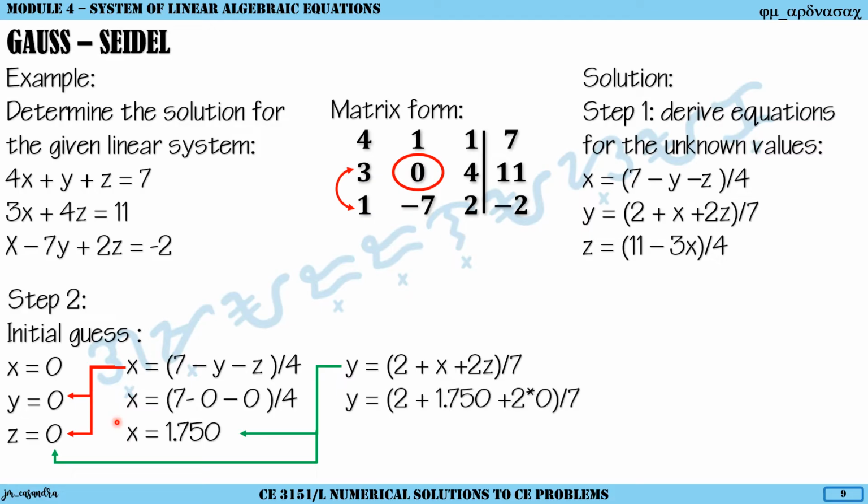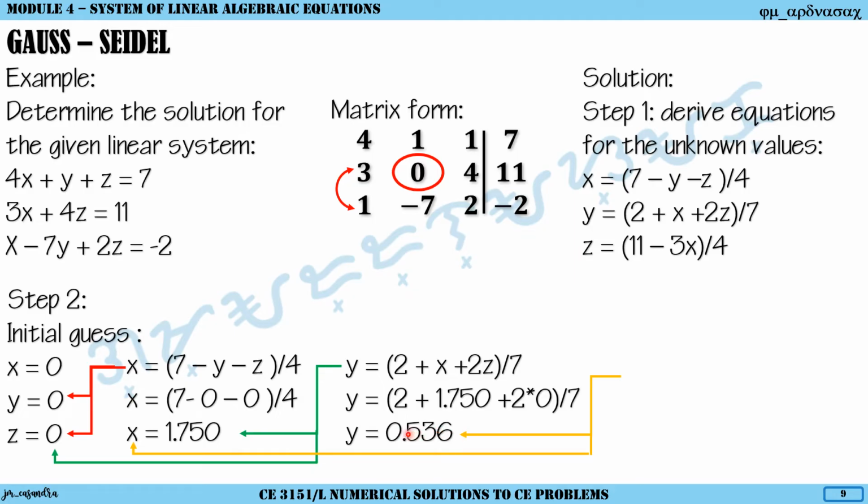Okay? So y now is equal to 2 plus 1.75, which is the x na na-compute na in our iteration, plus 2 times our first assumption, divided by 7. So y now is equal to 0.536. And then for our third equation, z is equal to 11 minus 3x divided by 4. So sa z, we'll now be using the previously computed values of x and y.